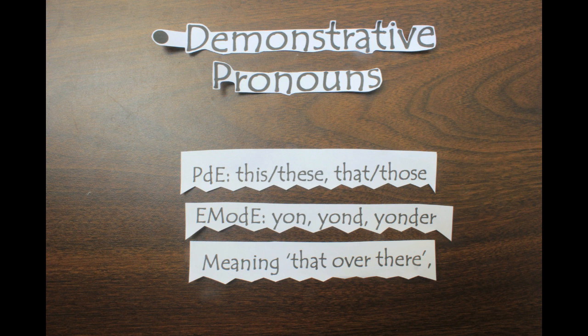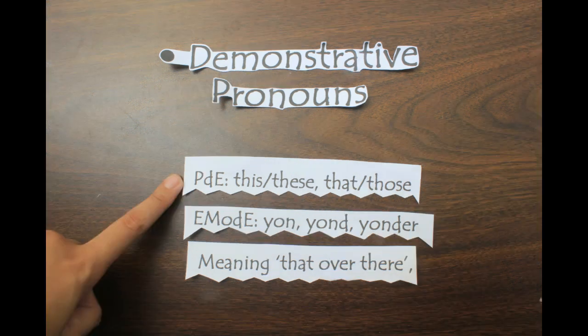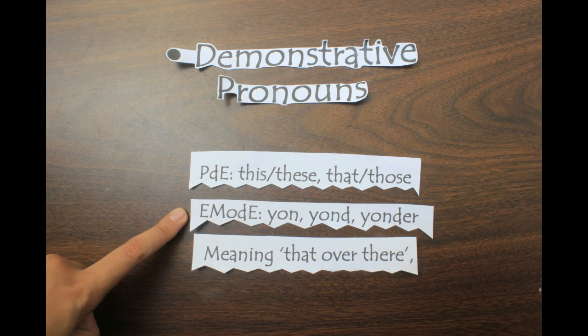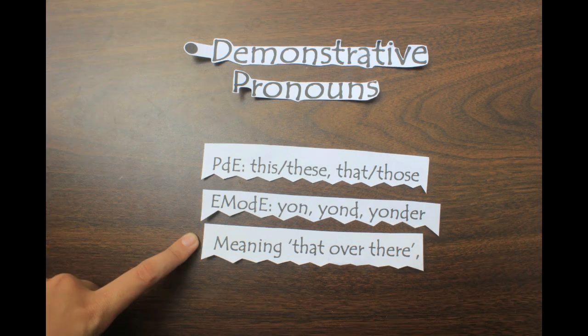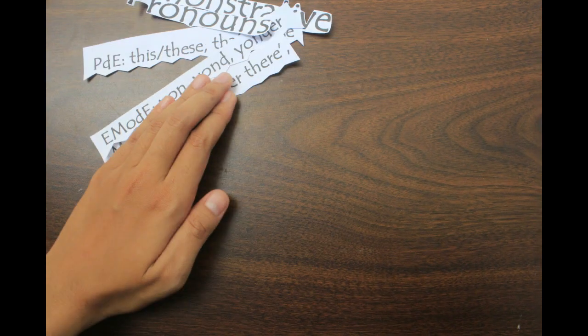Demonstrative pronouns in present-day English are this, that, these and those. In early modern English, there was another demonstrative appearing in various forms, yon and yonder, meaning that over there, suggesting a distance from both the speaker and the hearer.